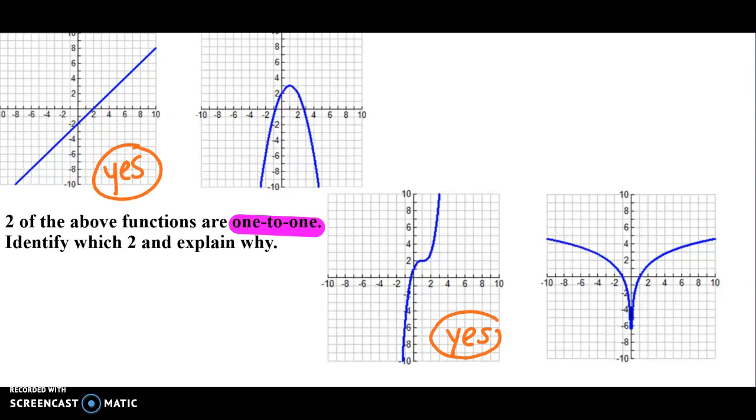All right, so here are 2 functions that are one-to-one. Take a look at these graphs, see what they have in common, see how they differ from these other 2 that are not one-to-one, and also think about our definition of what it meant to be one-to-one. Remember, that was that every element of the range corresponds to exactly one element in the domain. Sometimes we refer to this as the horizontal line test. To be one-to-one, does it pass the horizontal line test? For these 2 that I marked as yes, yes they do.